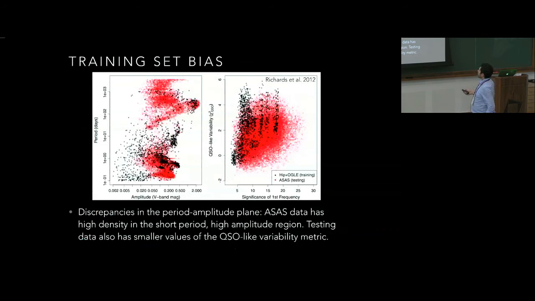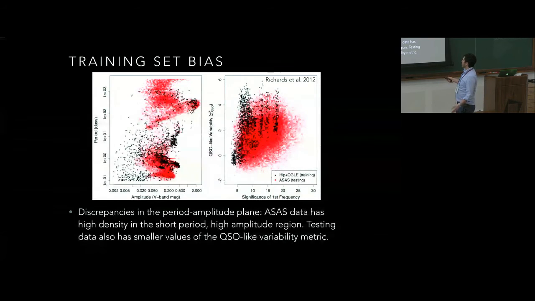So this is an example of such training set bias. This is an example from a paper by Richards a few years ago, where you have two spaces of four features, a period-amplitude space and the QSO-like variability and the significance of the first frequency. In this case, this set of data from the HIP and OGLE catalogs was used as a training set. And then the test set was the ASAS variable stars. And you see that there are significant discrepancies between the training and the testing set.